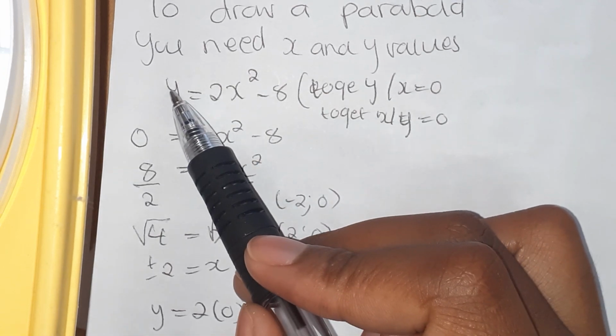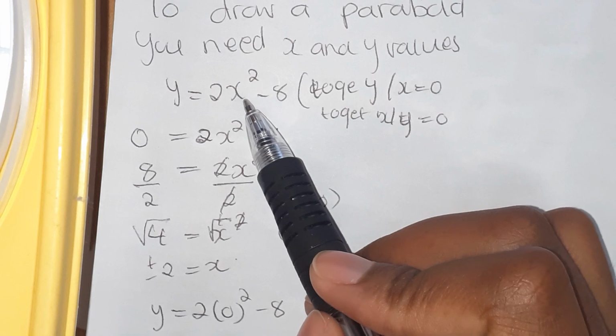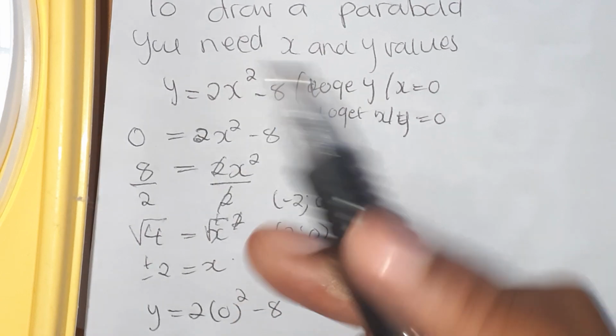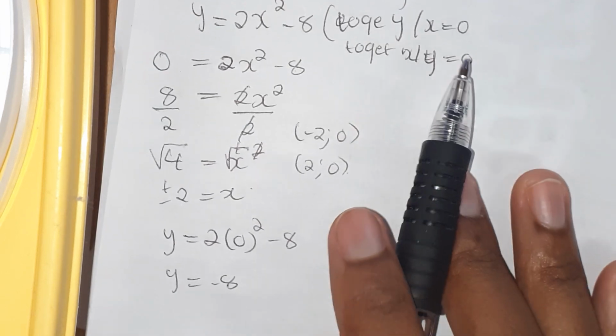So how to draw a parabola? You need x and y values. So y equals 2x squared minus 8. Let's say this is the equation we are given, and we need to draw a parabola. We're given this, so we need to get x and y values. Just like I've shown you, to get y, x should be 0. To get x, y should be 0. So now we're going to try to get the x values.